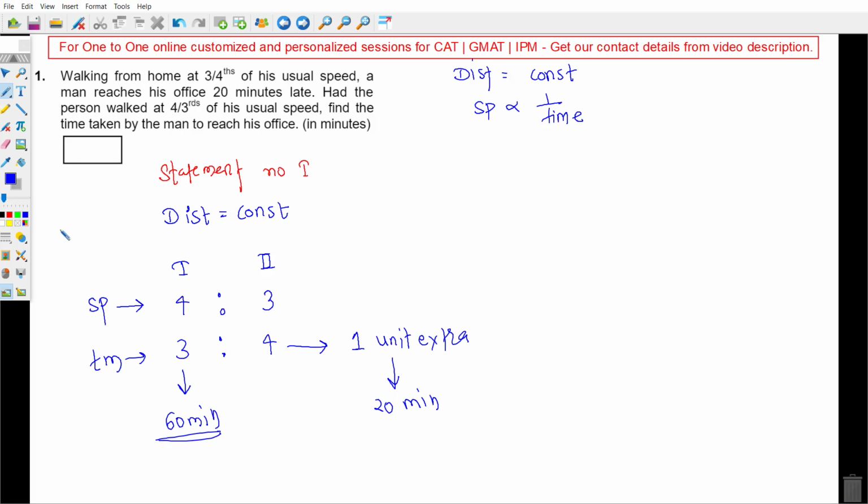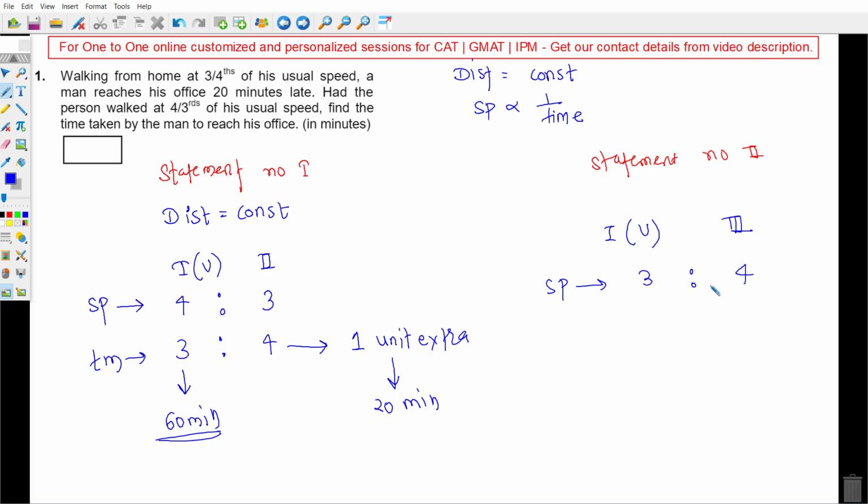Now let's have a look at statement number 2. Again, let's read it carefully. Had the person walked at 4/3 of his usual speed. Usual case means first case, and now the third case. Let's say the speed in the usual case, that is the first case, is 3 units. So the speed in the second case will become how much? 4/3 of the usual speed, that is 4 units.